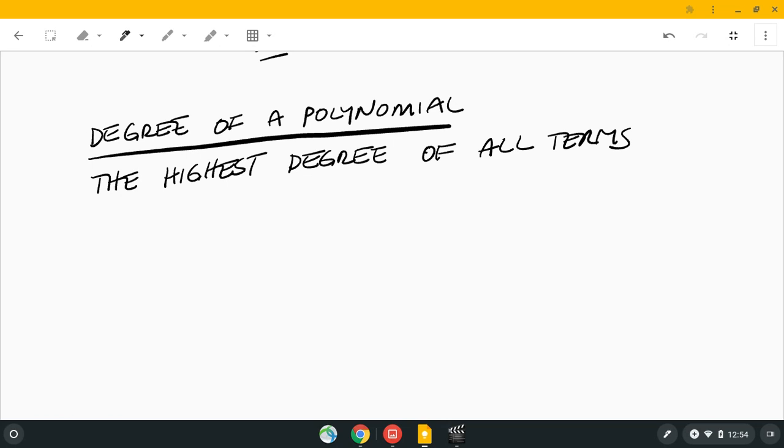Okay, so for example, if I have this polynomial 3x squared minus 5x plus 2, so if I look at each term, the degree of this term is 2, the degree of this term is 1, and the degree of this term is 0, because that's like an x to the 0, which is 1. Okay, but the exponent would be 0. So this is degree 0, degree 1, degree 2. So the highest degree, it would be this one. So the degree of the polynomial would be 2.